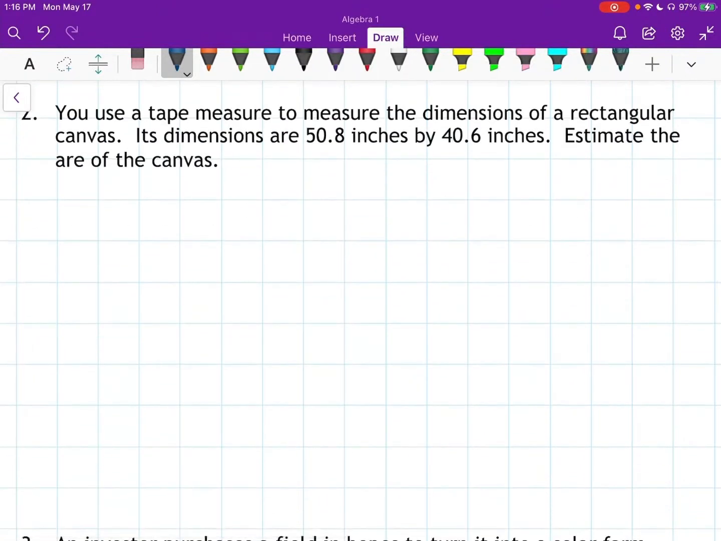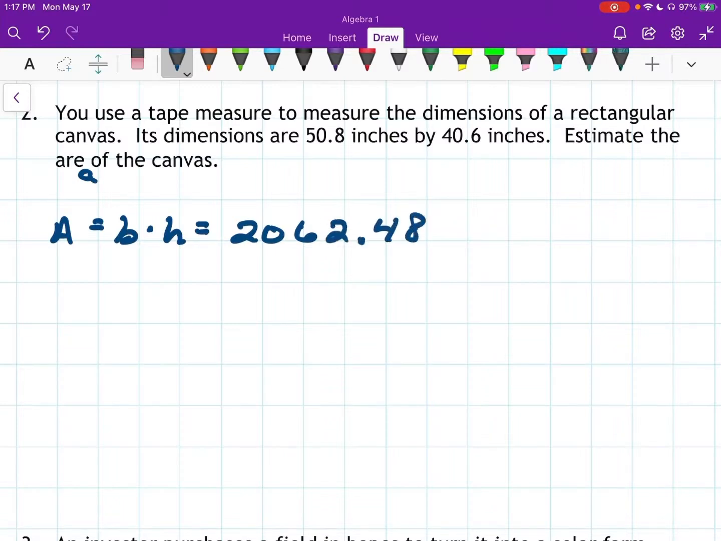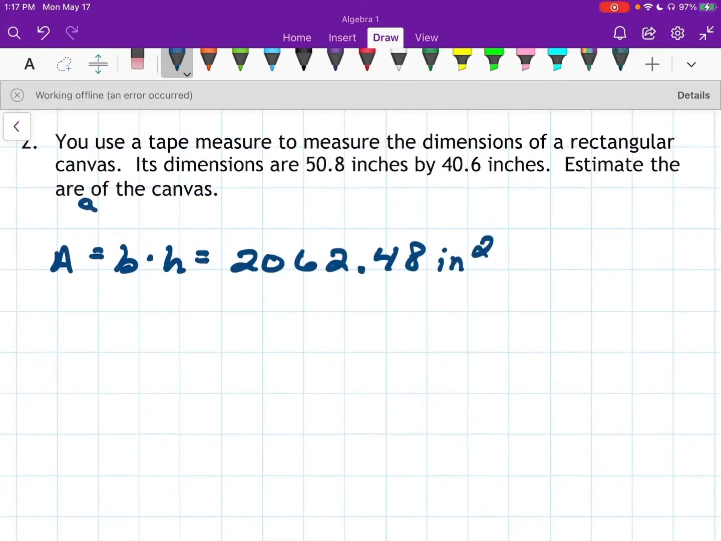You use a tape measure to measure the dimensions of a regular canvas, like the thing that we would paint. Its dimensions are 50.8 and 40.6. Estimate the area of the canvas. Well, we know that area is base times height. So I'm going to multiply those two numbers together. So 50.8 times 40.6. That gives me 2062.48. And this would be measured in inches squared.